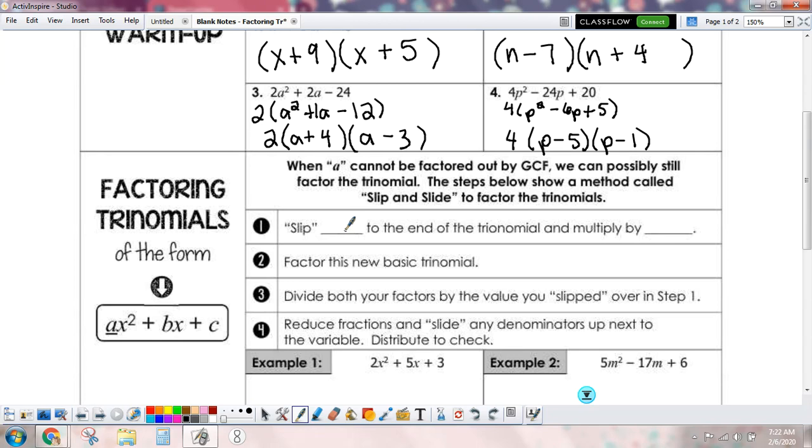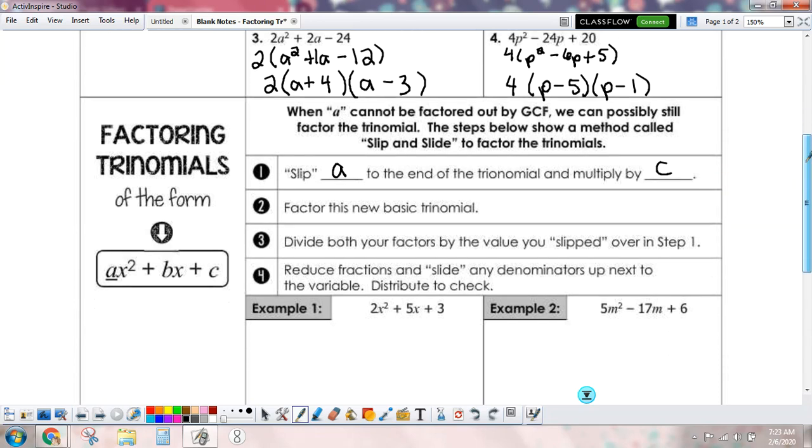So we're going to slip the a term to the end of the trinomial and multiply it by c. And then you can factor that trinomial. And then once you factor the trinomial, you want to divide both factors by the value you slipped over in step 1. And then you can reduce fractions and slide any denominators up next to the variable. And I'll show you what that means.